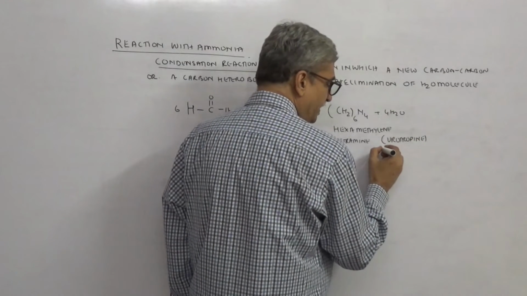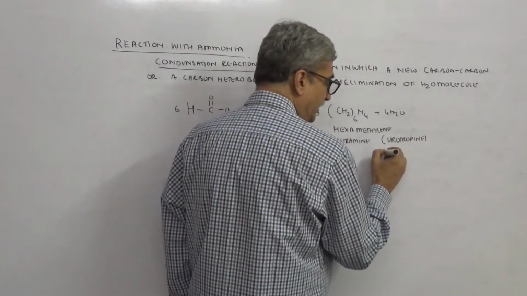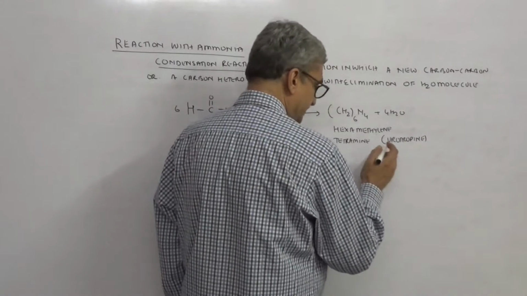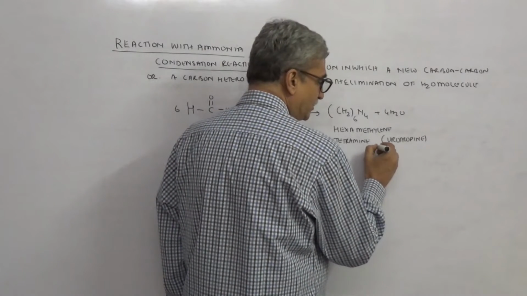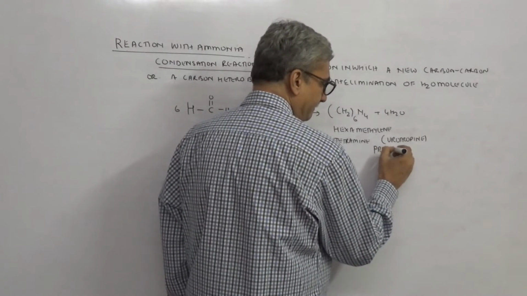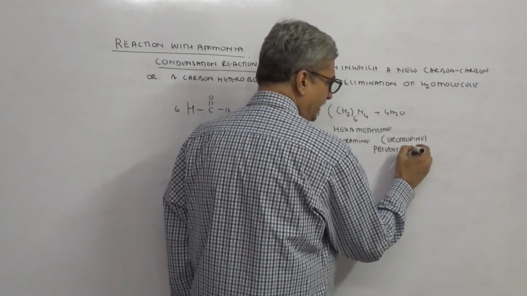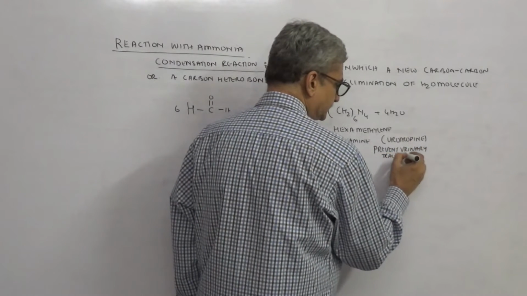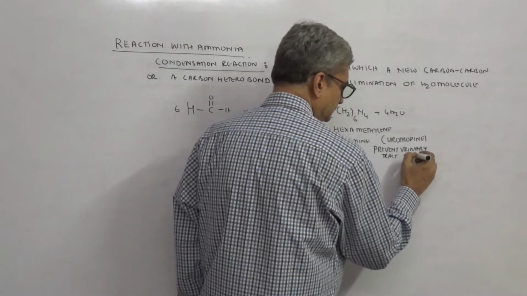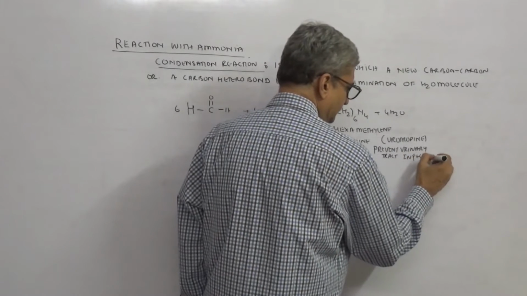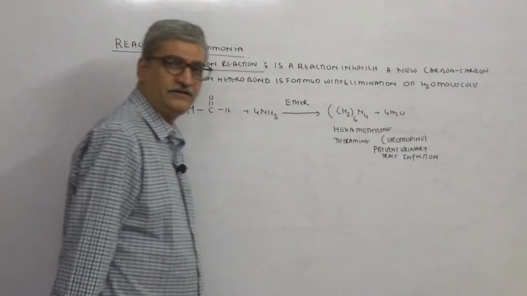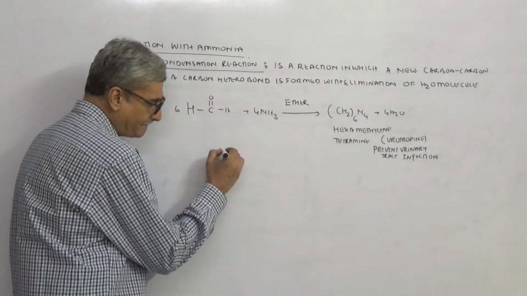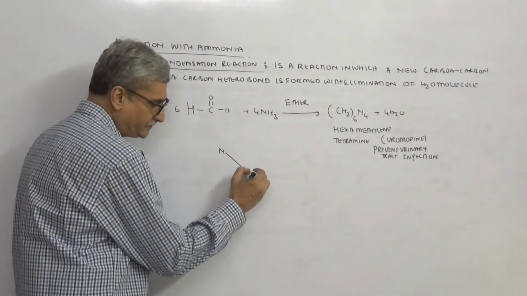So urotropin is used as a medicine to prevent urinary tract infection. Urinary tract infection. Is this point clear? Now what is the structure of urotropin?